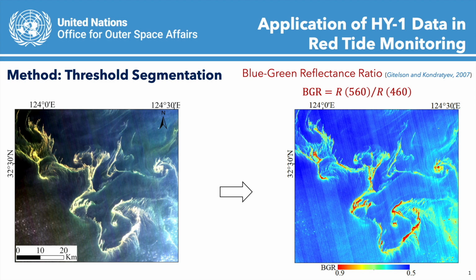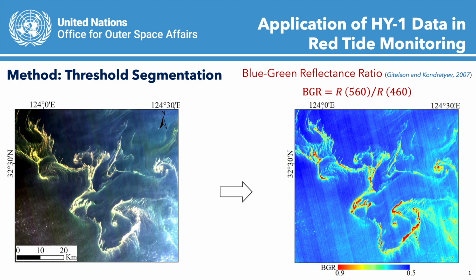Here we're introducing a simple threshold-based method to extract red tide features from HY-1 CZI images using a widely used ocean color index, which is the blue-green reflectance ratio, proposed in 2007. This ratio highlights water bodies where green reflectance is abnormally elevated, which is a typical signature of high phytoplankton biomass. On the right panel, you can see how the swirling bloom structures coincide with the high blue-green ratio values. This enables a very straightforward detection.